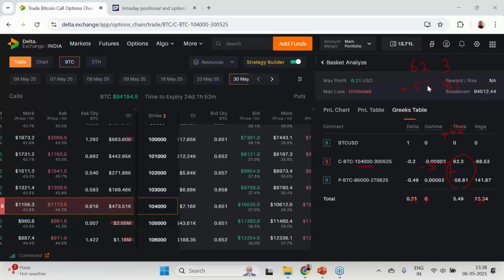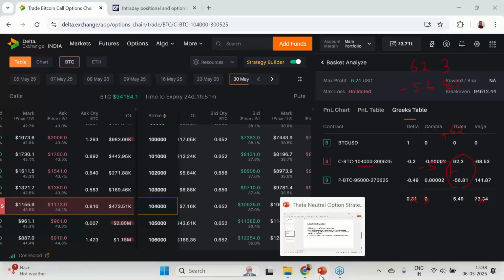But note these two figures you have to remember: 62.3, 56.81 at the time of your formation, not afterwards, because this theta will change tomorrow. After 1 hour also it will change. So when you are forming this, you have to remember the highest value out of that. Here 62.3 is the highest value, because this is required for our adjustment.